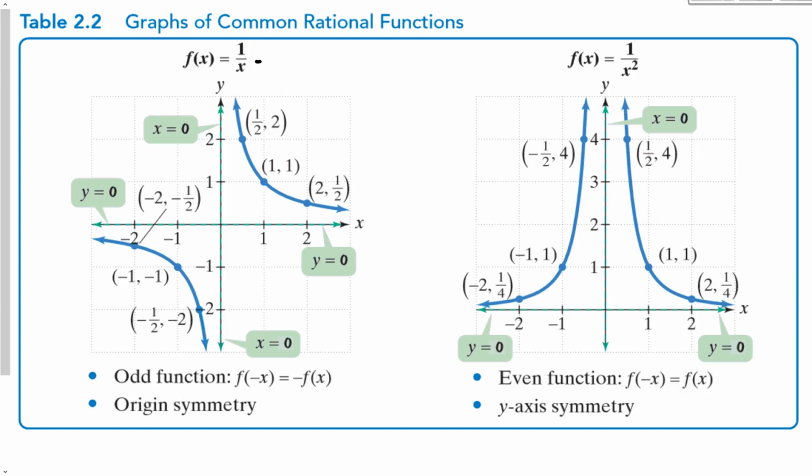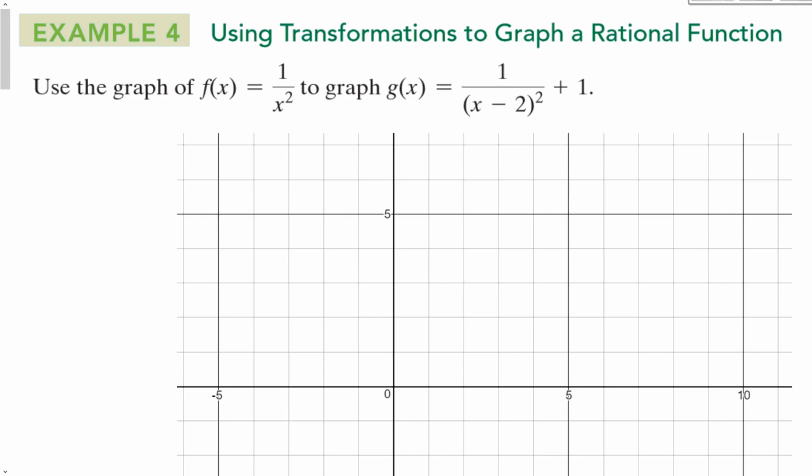This one has a vertical asymptote at 0 and a horizontal asymptote at 0. This one just has a vertical asymptote at 0. This one is odd and it has origin symmetry. This one's even and it has y-axis symmetry. We've done this a little bit before: I can use my basic transformations of this function to graph this thing, because if we remember, the parent function has been shifted 2 to the right and 1 up.